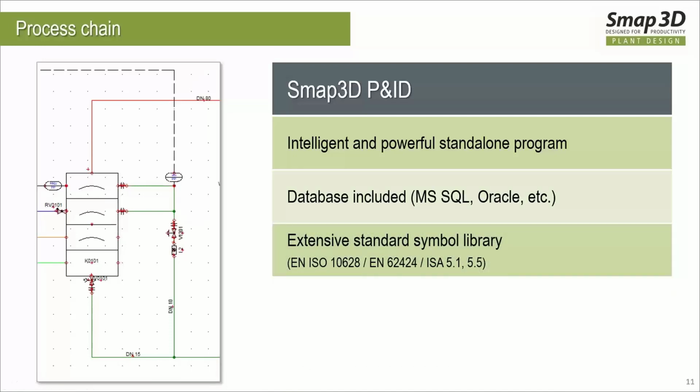We do come with an extensive library of 2D symbols adhering to the ISO, the ISA 5.1 and 5.5, which is more commonly used in North America. And then there's some other localized, more specialized industries with this EN 62424, which is more like sensors and that kind of thing. So we also have a pneumatic library and various different standardizations, right?